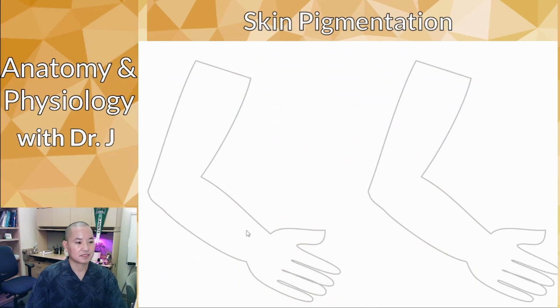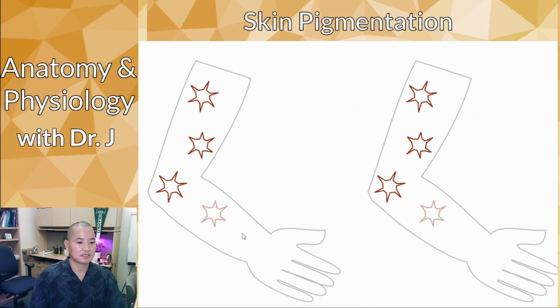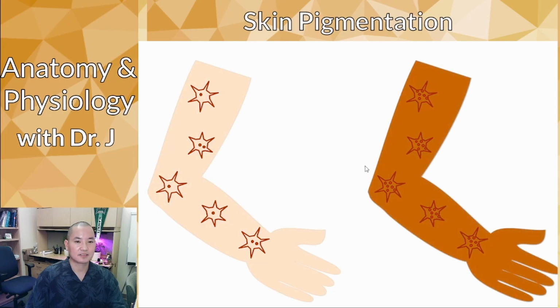Now, skin pigmentation. What's the difference between these two people? If your melanocytes only produce a little melanin, you're going to have some color to your skin. But what about someone who produces a lot of melanin? Well, they're going to have a darker skin tone because melanin is that dark reddish brown pigment.